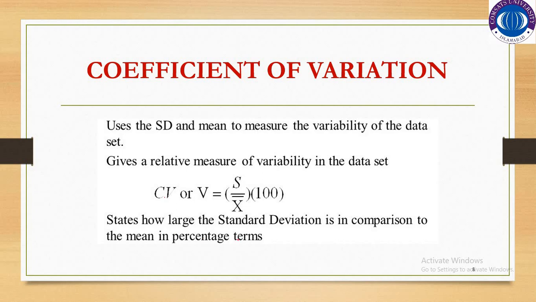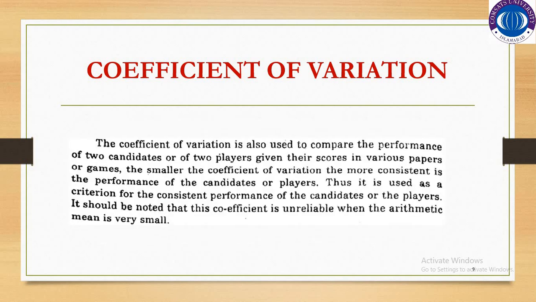So coefficient of variation is basically the relative measure of the variance or standard deviation, and it shows how large the standard deviation is in comparison to the mean in terms of percentages. Coefficient of variation is also used to compare the performance of two candidates or two players given their scores in various papers or games. The smaller the coefficient of variation, the more consistent is the performance of the candidates or players.